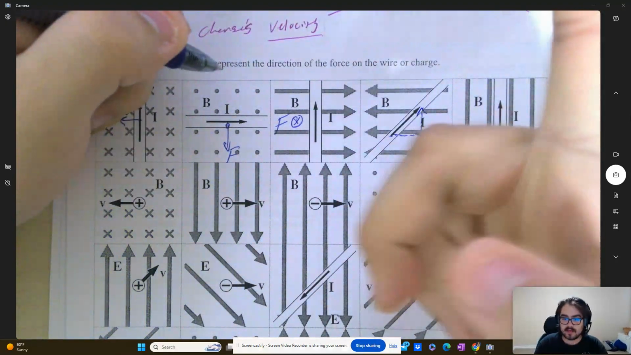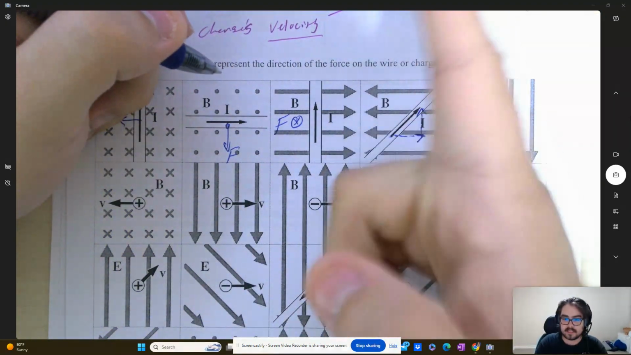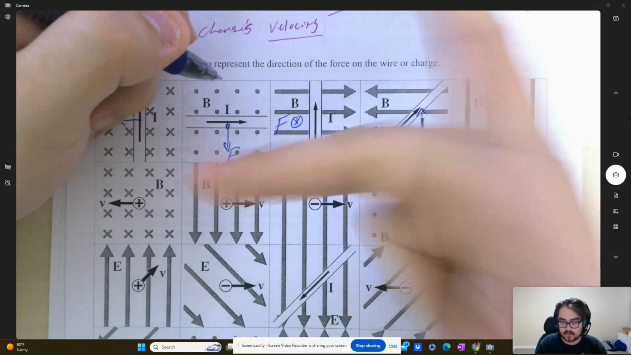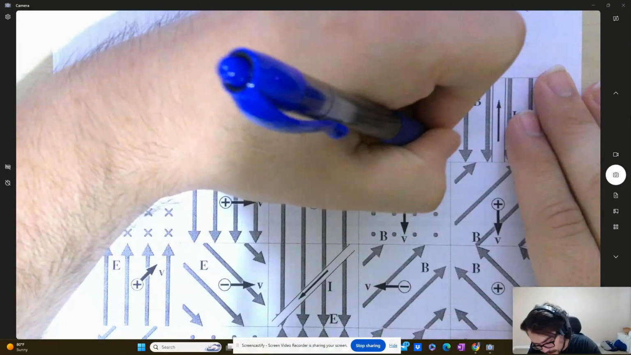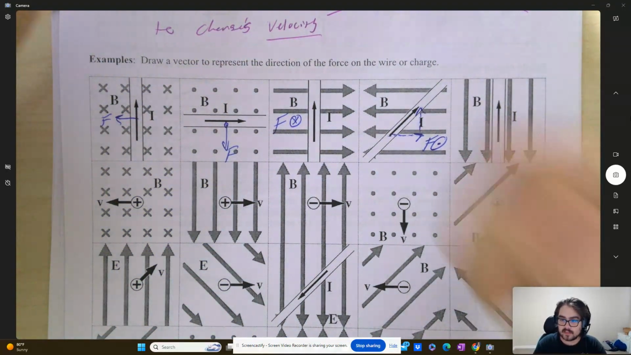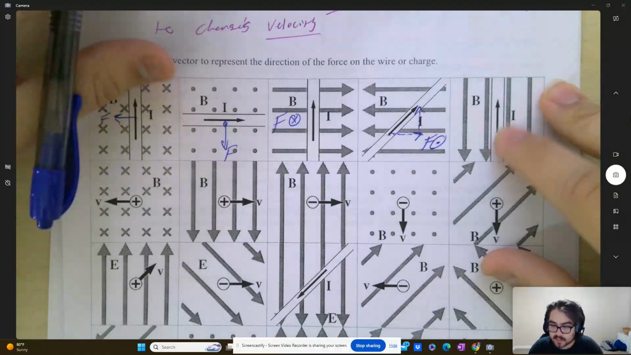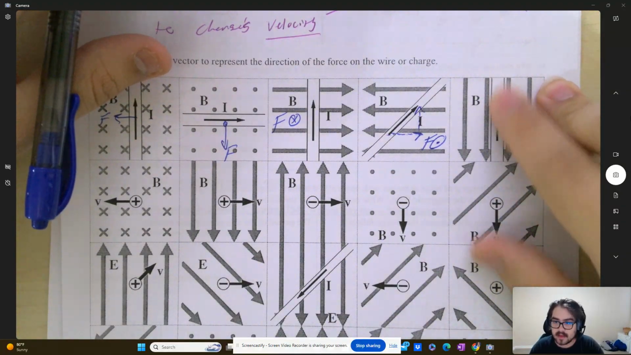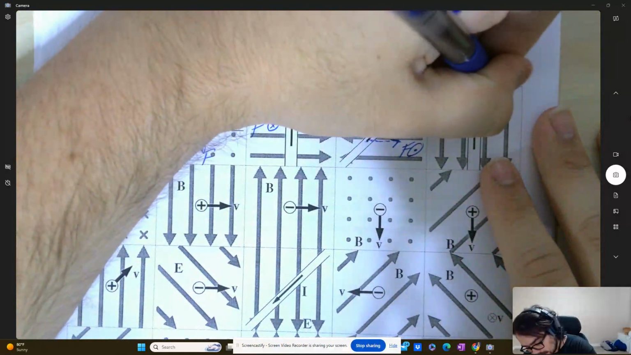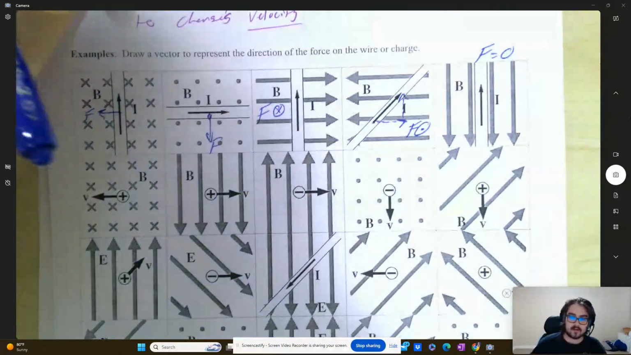So I would just point my finger in the direction of the perpendicular component of the B field. Goes there, and we would see that the force is coming out of the page. Okay, for the other one here, the current is going up, B field's going down. Notice that it's completely parallel. So the force on this example would just be 0. There would be no net force on the wire.